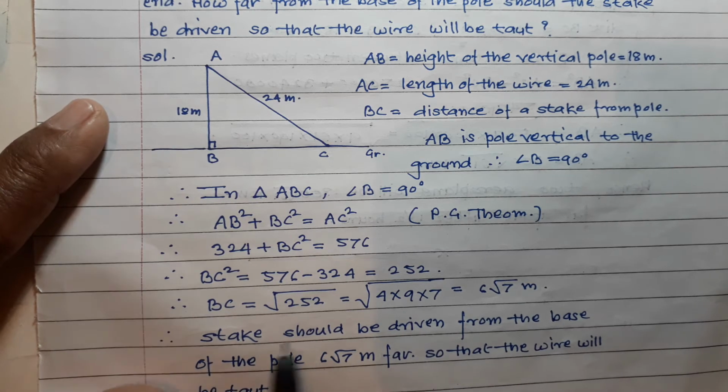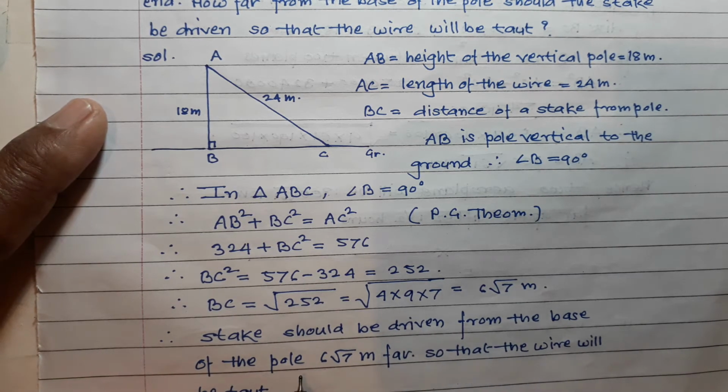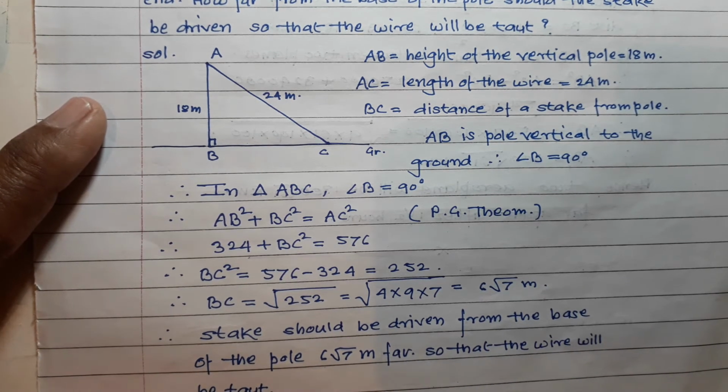Now therefore the stake should be driven from the base of the pole 6 root 7 meter so that the wire will be tight. Okay.